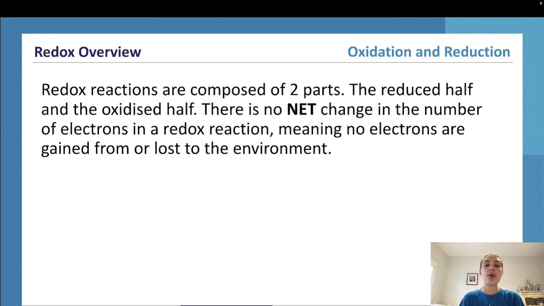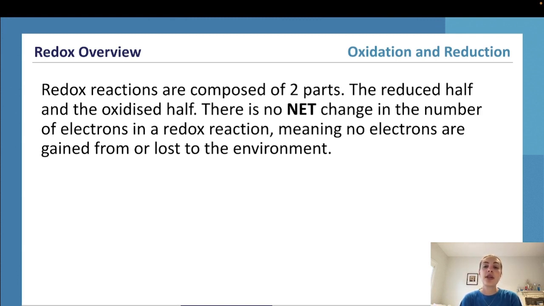So it's important to note that, as I said before, these redox reactions are composed of two parts: the reduced half and the oxidized half. So instead of writing it as one big reaction, you can actually split these reactions into the reduced half and the oxidized half.